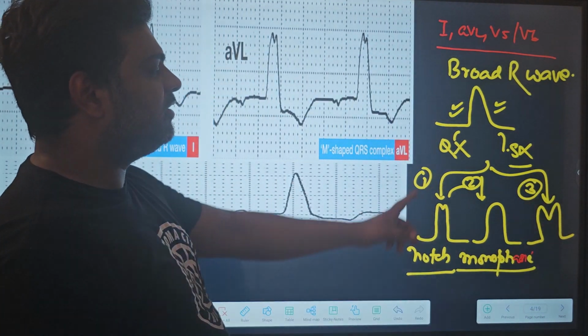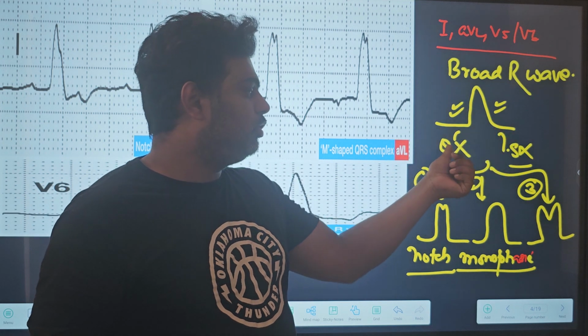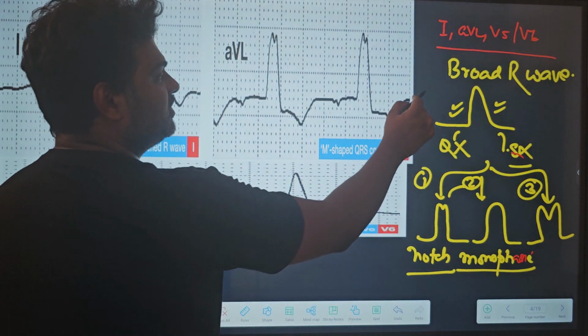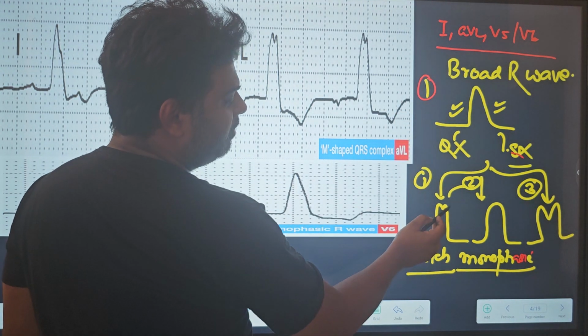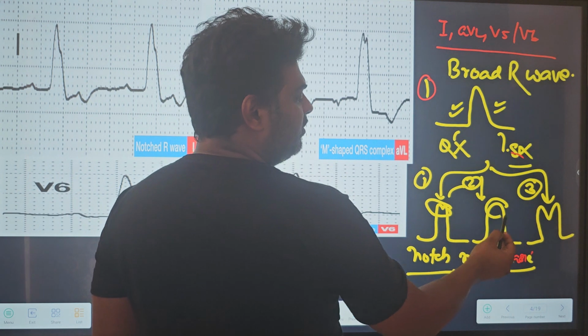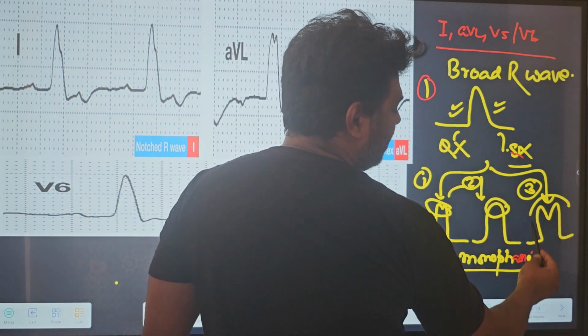So broad R wave means it will be like this. There will be no Q wave, no S wave. This is the first point. Second point, it may have a notching. If it doesn't have any notch, then it will be called a monophasic R wave. And third, it can have an M pattern.